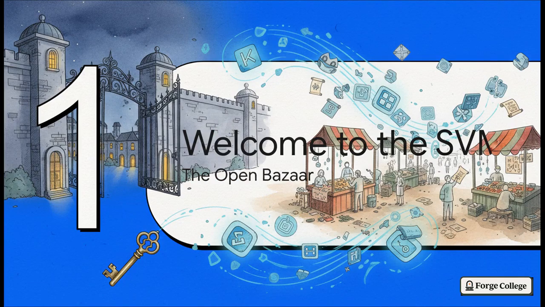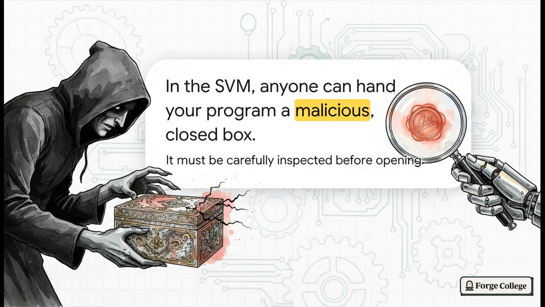All right, let's kick things off with Section 1, Welcome to the SVM, the Open Account Passing Bazaar. So I like to think of Ethereum as a highly secure, gated community. You have a key, you walk up to a specific house, and the system knows exactly who you are. Solana, on the other hand, is an incredibly fast, highly parallelized, open-air bazaar. Accounts are just constantly being passed around directly from program to program.